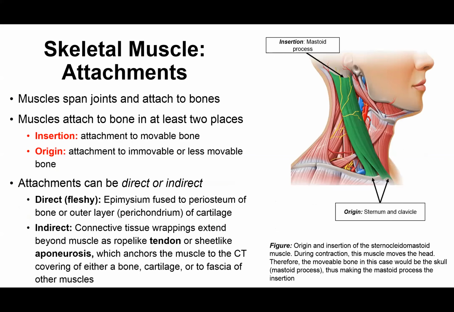All right, so now we need to talk about the attachments. So muscles, as we know, hopefully, we sort of deduce this from our joints lecture, but they span across different joints and attach to bones. And they attach to bones in at least 2 places, and it doesn't have to be the same bone. All right, so I'm going to give you the example here of the sternocleidomastoid muscle.